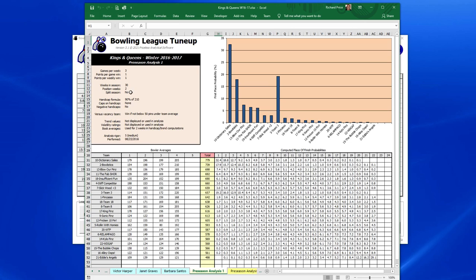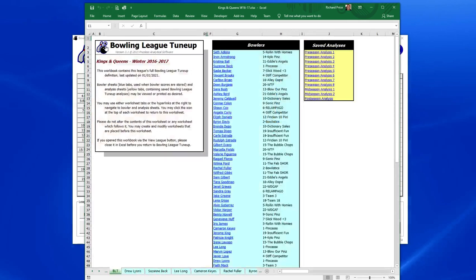First of all, we can see that they didn't start out with a split season. So they apparently, during the tuning up process, decided that this was going to be a split season. But at this point, they didn't know it was going to be. But they saw a lot of teams that had very low chances of finishing in first place. They saw a team that had a much higher chance of finishing in first than teams with higher averages. So they weren't happy with this. But this is the first analysis they performed. A shortcut is if you click on this icon, that will take you right back to the BLT tab.